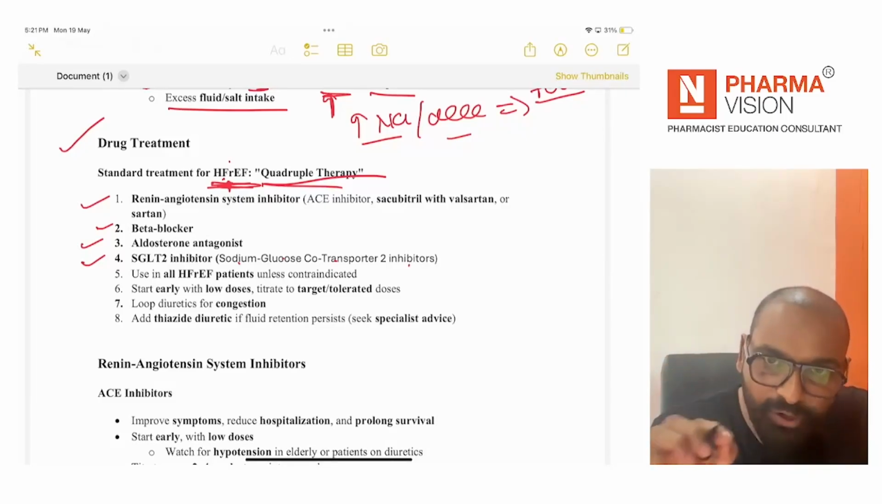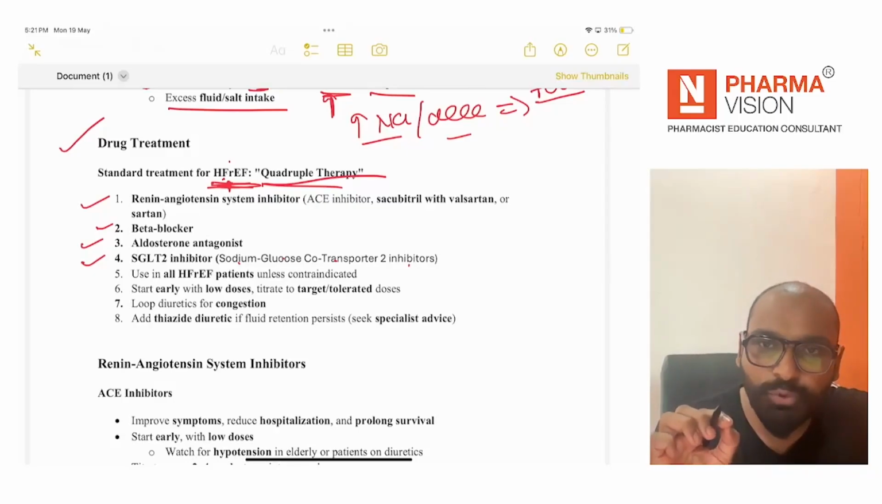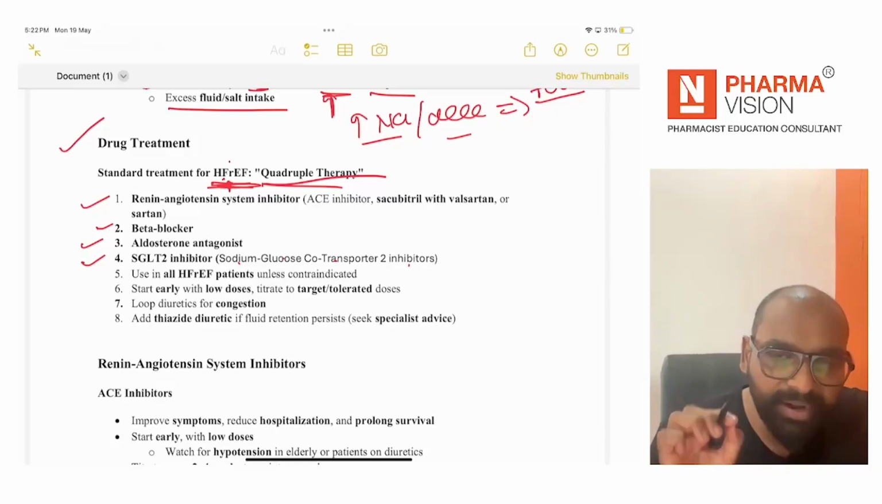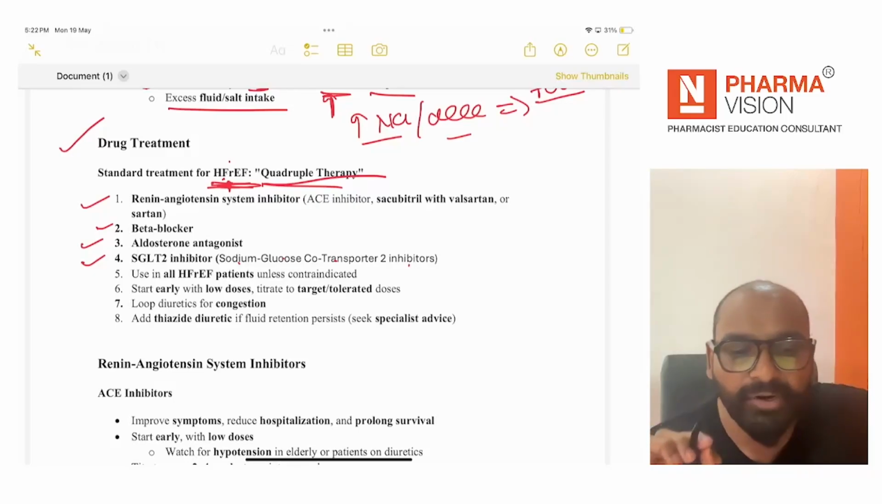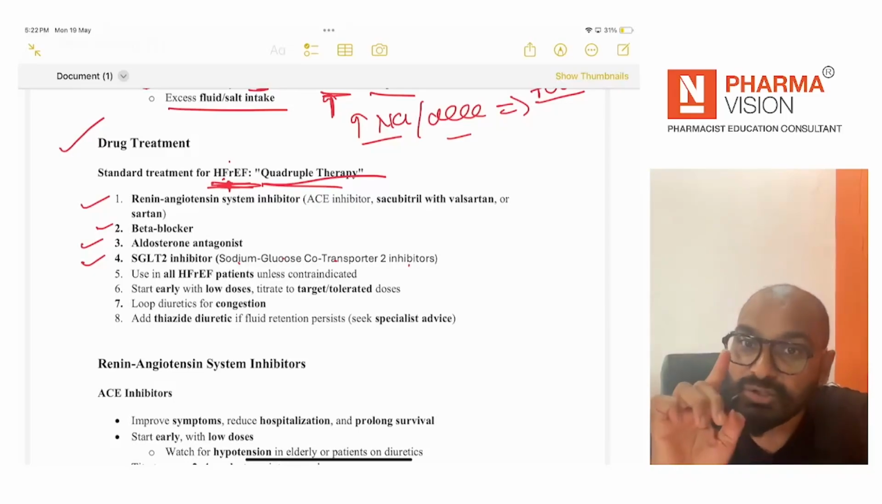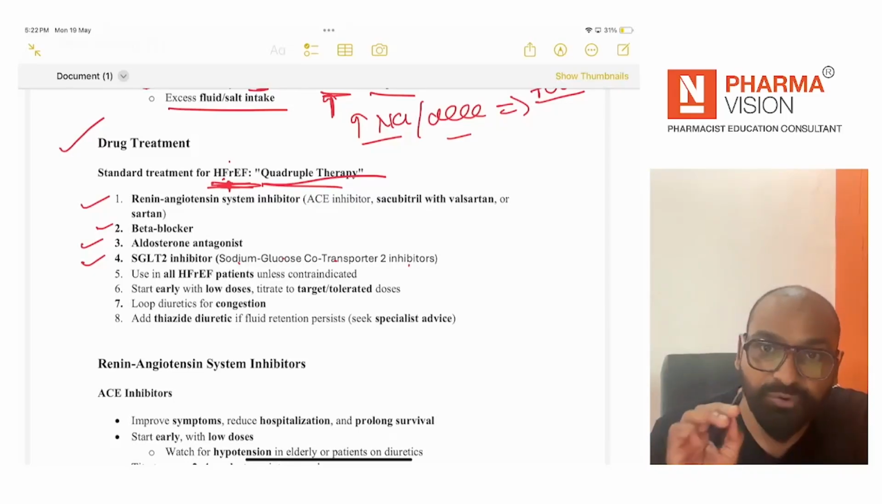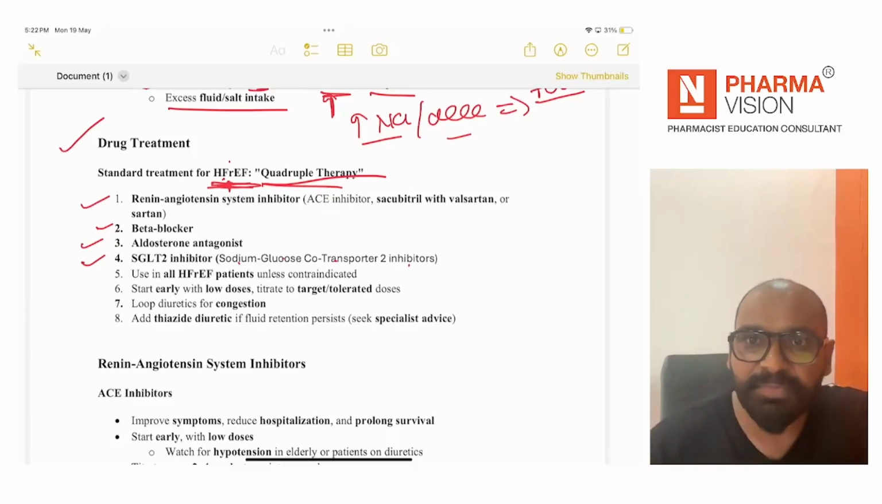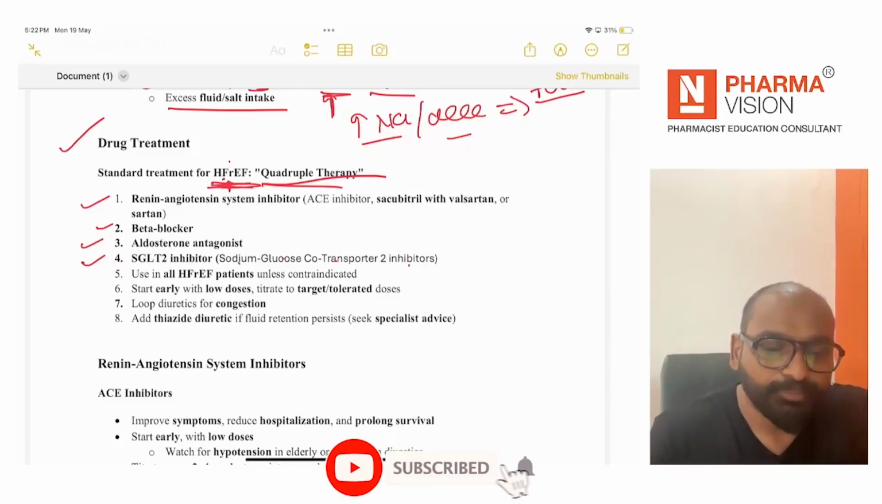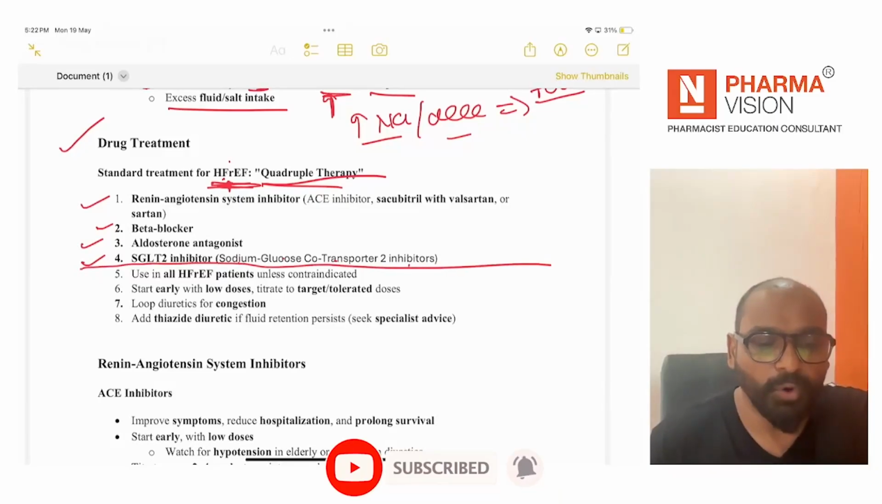So in your examination you might get a question like which of the following medications is not a part of the quadruple therapy. In that situation you have to identify which medication is not part of it. Loop diuretics give symptomatic relief, but they are not a mandatory part of that. So these are the 4 medications.